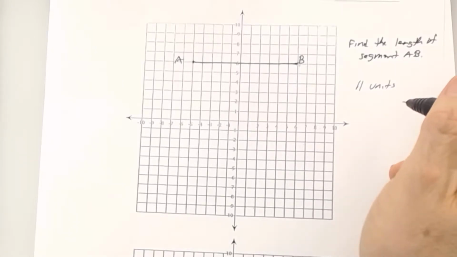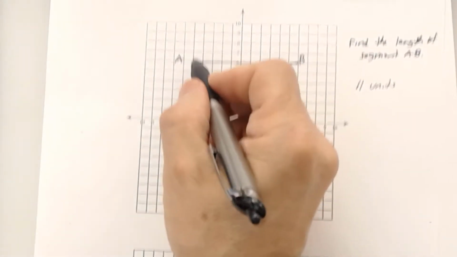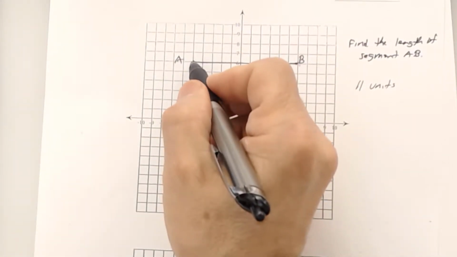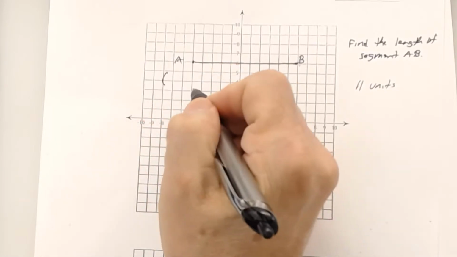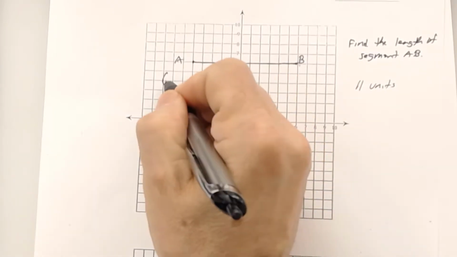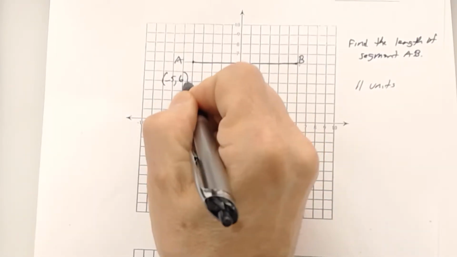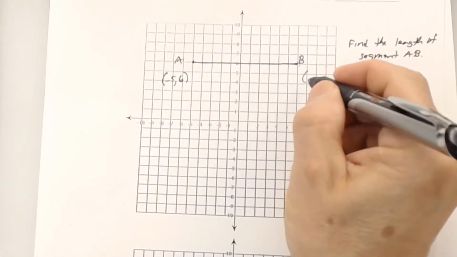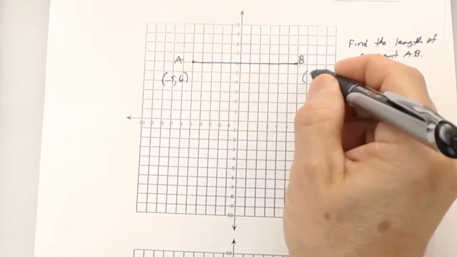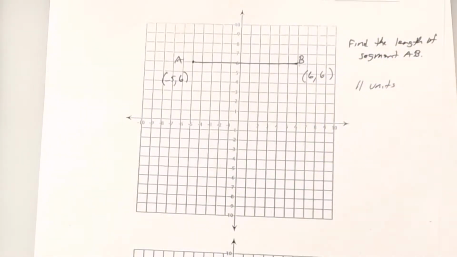I could have also looked at coordinates to determine that. So if I look at the coordinates of A, what are the coordinates of A? -5, 6, is that correct? And what are the coordinates of B? 6, comma 6? All right, now remember this segment is horizontal, right? Yeah. So given a horizontal segment in a plane, then you can count the number of units just by going across.